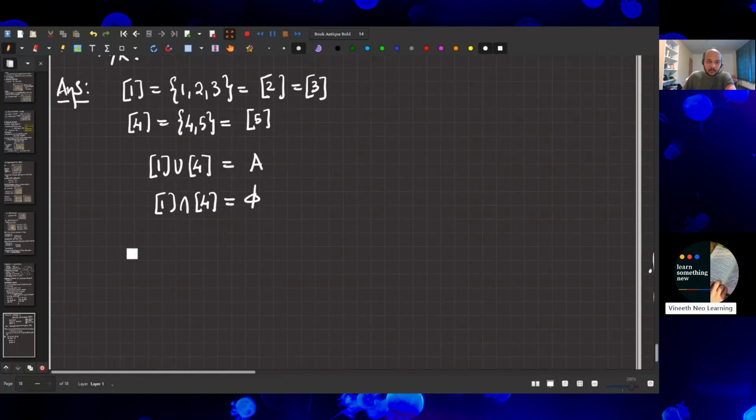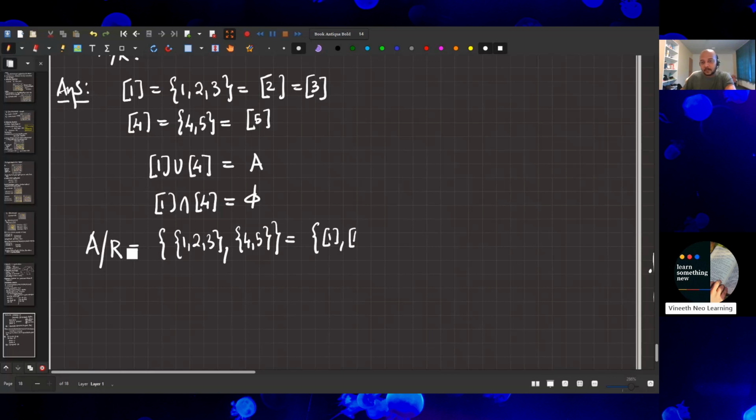Then what is the quotient set? What is A mod R? A mod R, modulo. Set {1, 2, 3}, and set {4, 5}, meaning the set of equivalence classes. That's it. You got the idea?